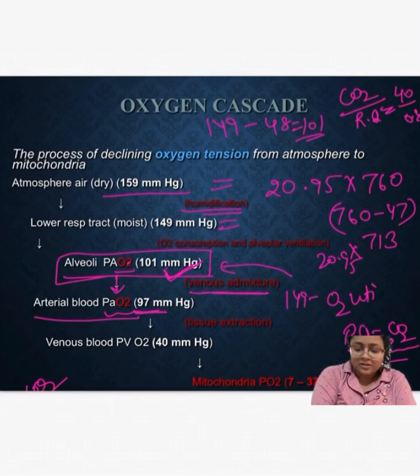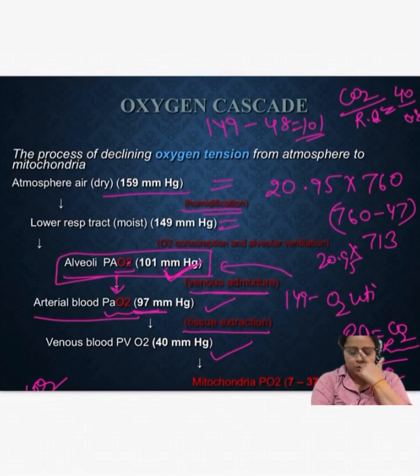Then tissue extraction: from the 97 arterial PaO2, only 40 comes in the veins, so oxygen is extracted by the tissues. At the level of the mitochondria, if there is 97 arterial PaO2, then the mitochondria have 7 to 37 mmHg of oxygen.